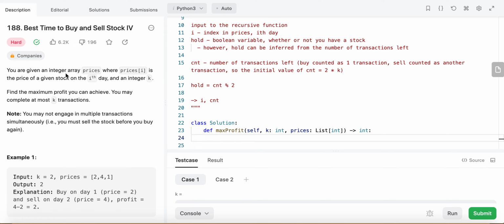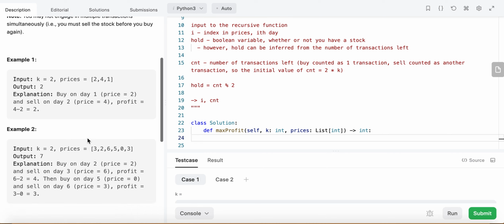In this problem, you are given an integer array prices, where prices[i] is the price of a given stock on the ith day, and an integer k. Find the maximum profit you can achieve. You may complete at most k transactions. Note that you may not engage in multiple transactions simultaneously. You must sell the stock before you buy the stock again.